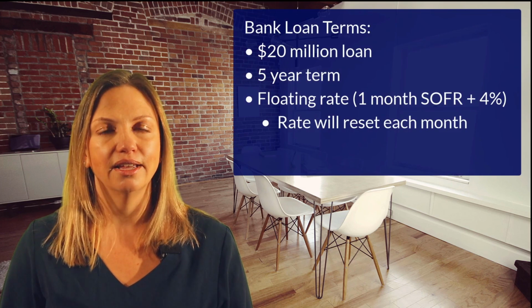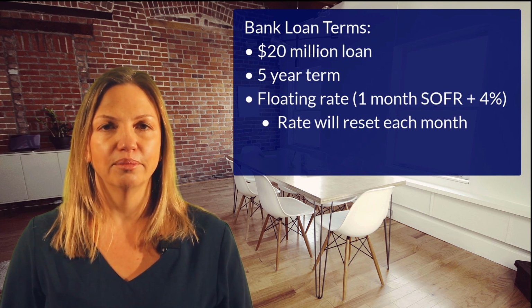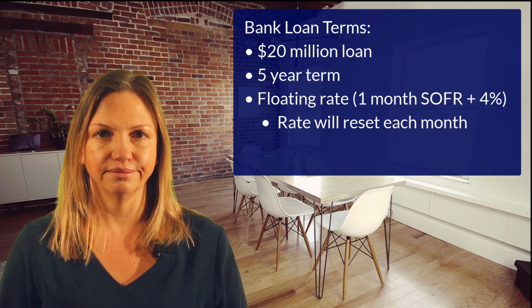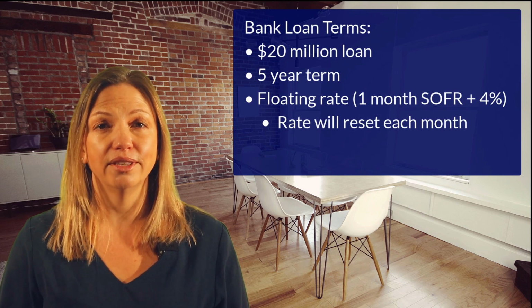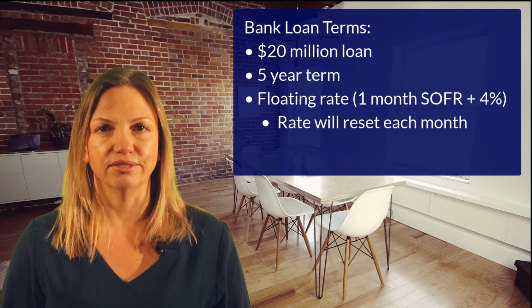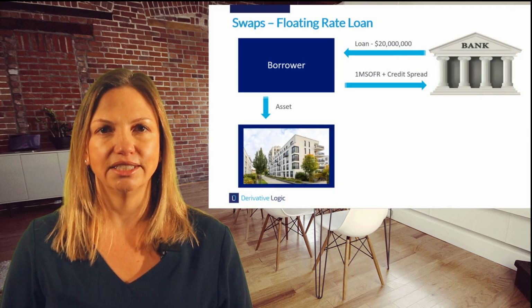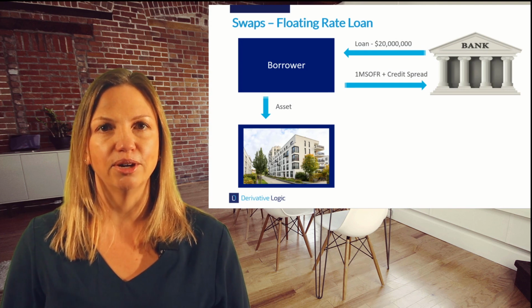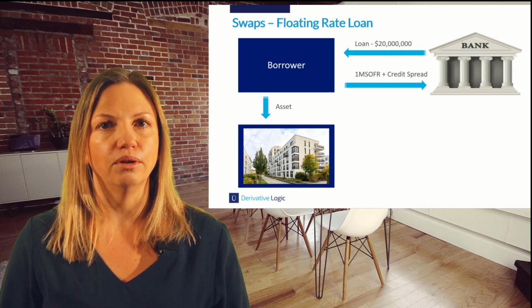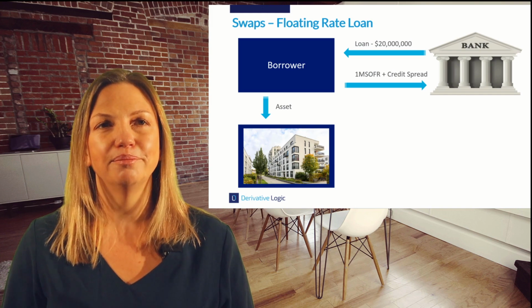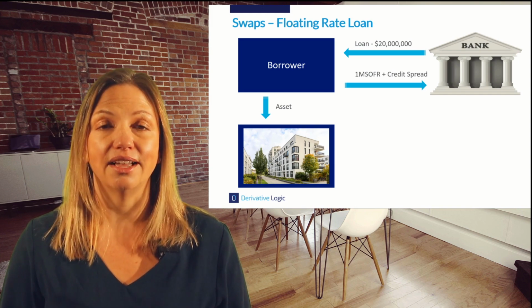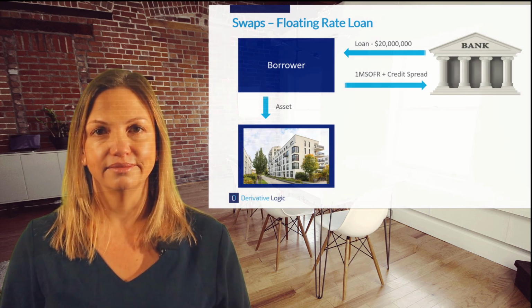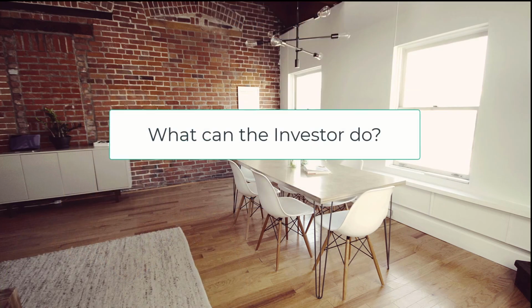Let's assume we have a commercial real estate investor who has secured a floating rate loan to purchase a building. The bank has offered this company a $20 million 5-year loan priced at 1 month SOFR plus 4%. Over the life of this loan, 1 month SOFR will reset every month to a different rate. The borrower does not like the uncertainty and risk of not knowing how much interest will be owed each month. The borrower would much rather have a fixed rate, but the bank does not offer fixed rate loans on this type of financing. What can our real estate investor do?